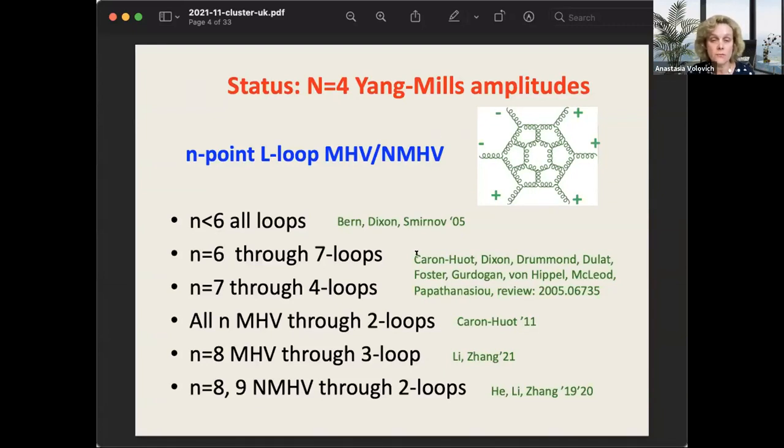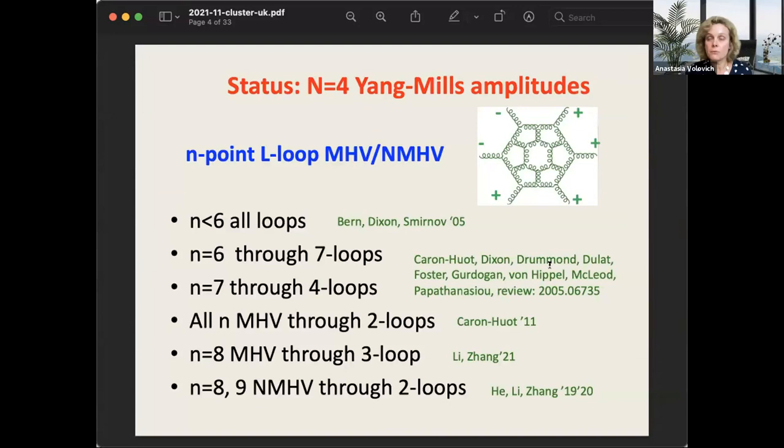And I refer you to this nice review by these authors. In particular, James will be giving the next talk at this conference. They have a very nice review summarizing how these computations are done and what methods are used. Then if you start increasing the number of points, so again, this is through 7, if you're looking at all n-point amplitudes in MHV, where you have 2 negative helicity gluons, these have been known for a decade through 2 loops.